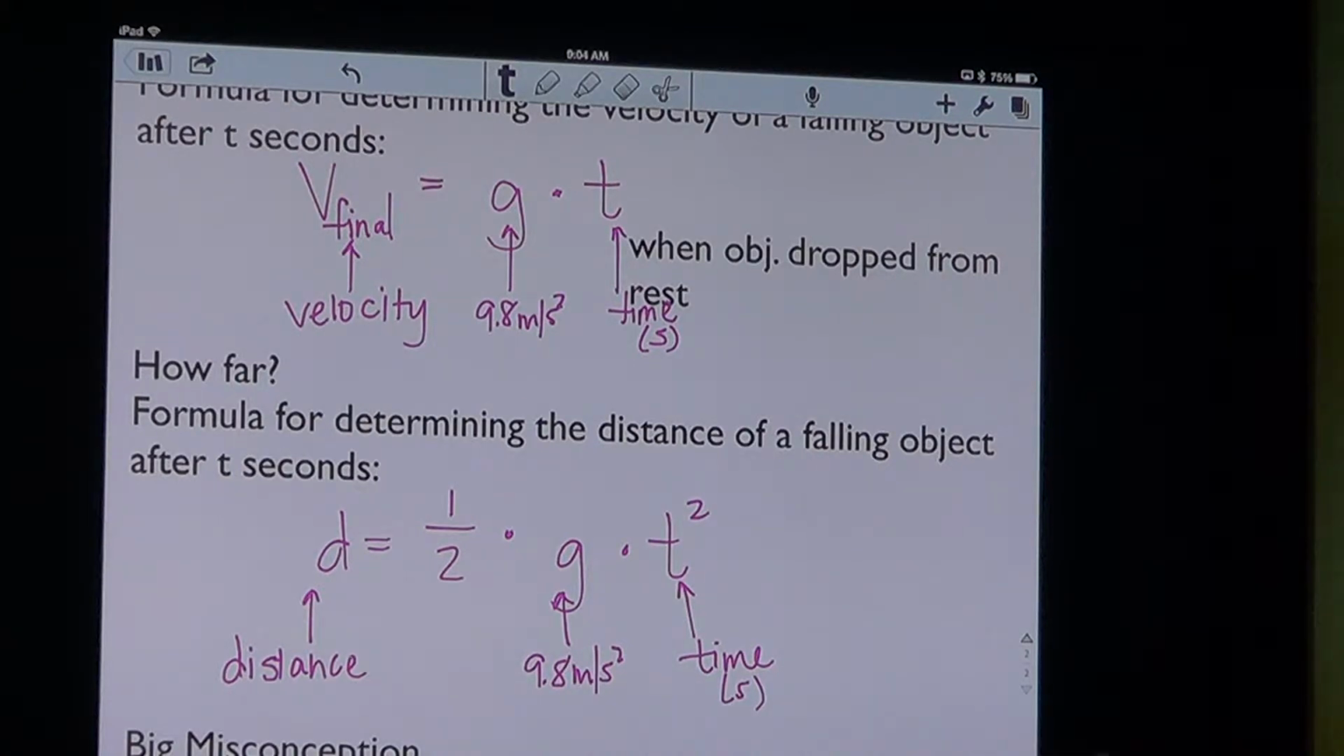So you just gotta put those times in the two formulas and see what that equals.